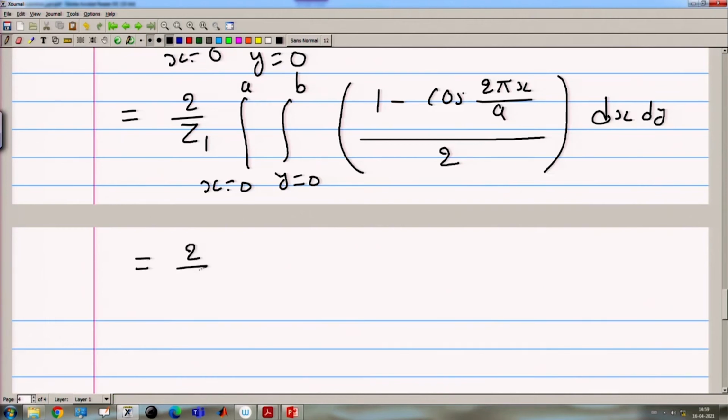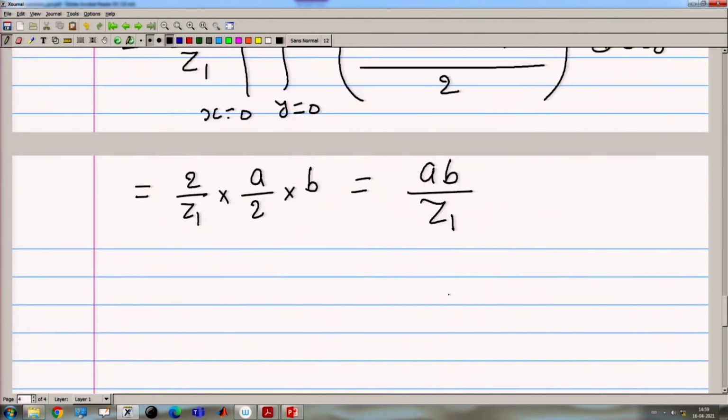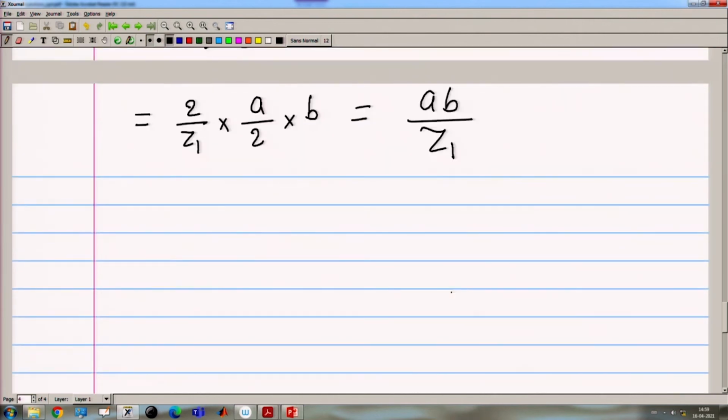So this will be 2 upon Z1 into, for the dx case we will get a by 2 into, on the b integration we will get b. So 2 will cancel and P1 is a b upon Z1. So this is the value, that normalization constant P1. So we can calculate the amplitude, first for the positive travelling wave.